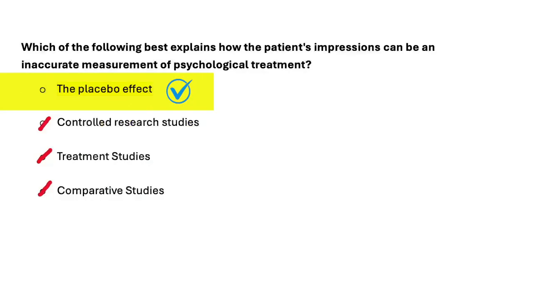The placebo effect happens when patients report feeling better simply because they expect the treatment to work, even if the treatment itself has no active therapeutic component. This psychological phenomenon demonstrates exactly how impressions can mislead both patients and researchers if not properly accounted for.